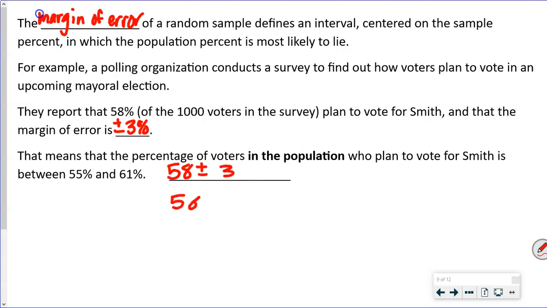So we would do 58 plus 3, or sorry, I'll start with minus. 58 minus 3, that would be 55, and 58 plus 3, and that would give me 61. So my interval is between 55 and 61.